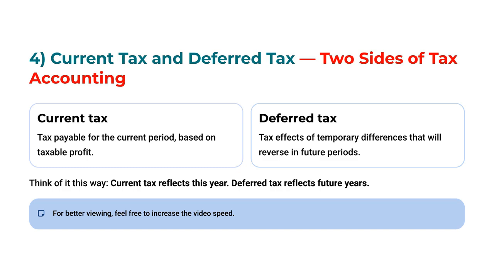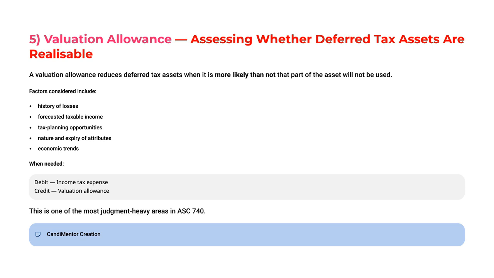Valuation allowance, assessing whether deferred tax assets are realizable. A valuation allowance reduces deferred tax assets when it is more likely than not that part of the asset will not be used. Factors considered include history of losses, forecasted taxable income, tax planning opportunities, nature and expiry of attributes, and economic trends. When needed, debit income tax expense, credit valuation allowance. This is one of the most judgment-heavy areas in ASC 740.